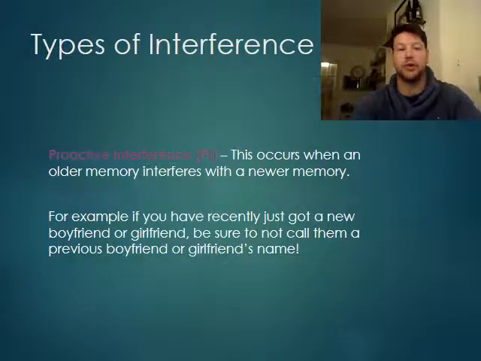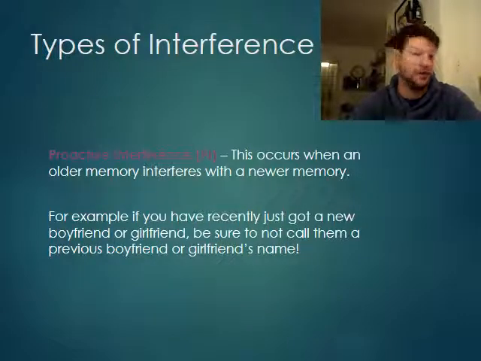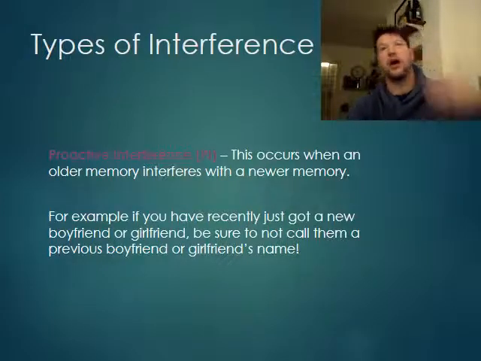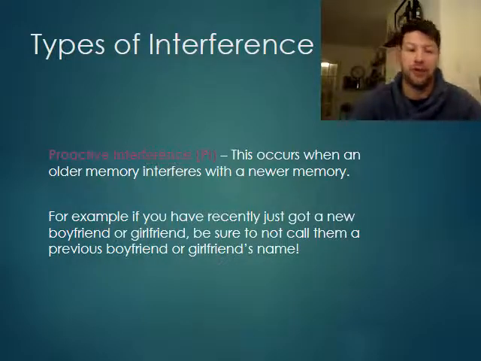Okay, so the first one, proactive interference. This occurs when an older memory interferes with a newer memory. For example, if you've recently just got a new boyfriend or girlfriend, be sure not to call them a previous boyfriend or girlfriend's name. I don't know if this has happened to you or not, but it's not your fault if you did get in trouble for it, or maybe your boyfriend or girlfriend did it. It's a type of interference. An older memory has got in the way, it's interfered with the new memory.